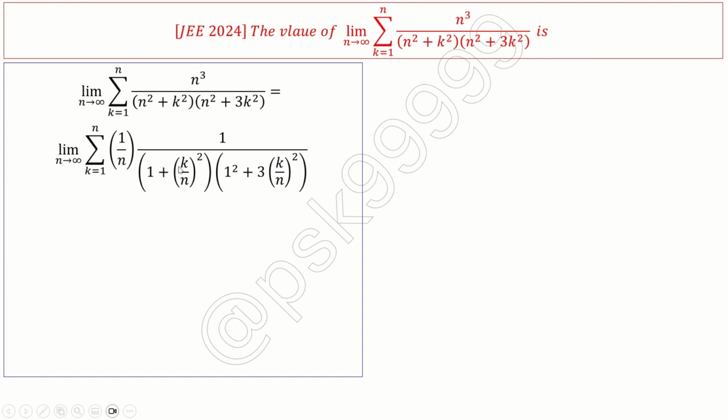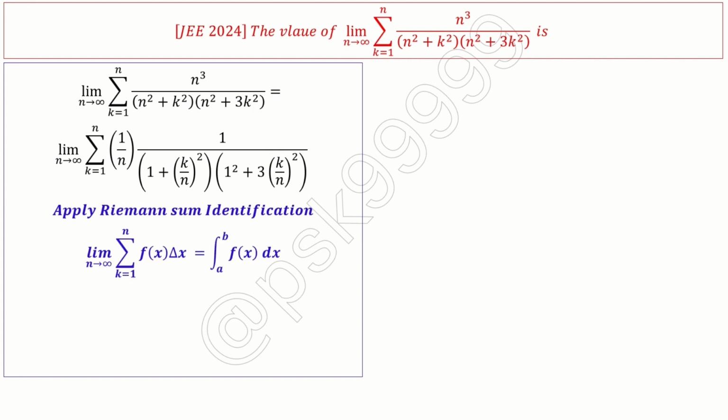Okay, now it looks like this. If I take k by n as x, this looks like 1 plus x square into 1 plus 3x square, and 1 by n is nothing but the differentiation of k by n. So if I take x as k by n, dx is nothing but 1 by n dk, correct? So this now can be converted easily into an integration problem. For this, Riemann proposed a sum identification.